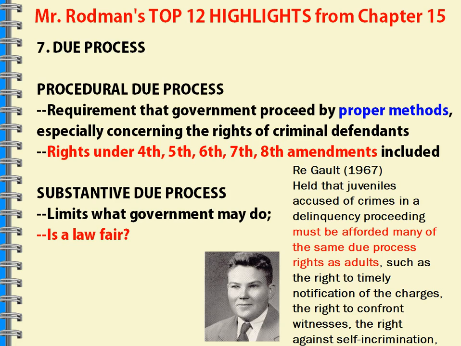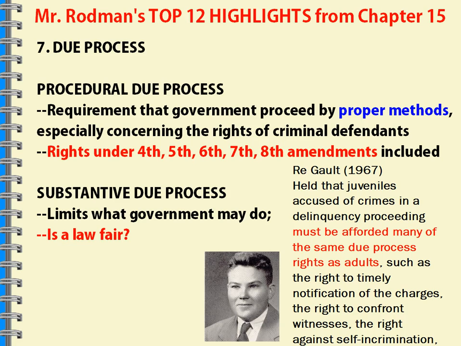Let's shift gears now to talk about number 7, due process. We have procedural and we have substantive. Procedural is, are we following the right path and procedures in order to try a person in a particular case? A great example of this is the Gault case, in which a juvenile basically said, shouldn't I have the same due process rights as adults? And the Supreme Court agreed.